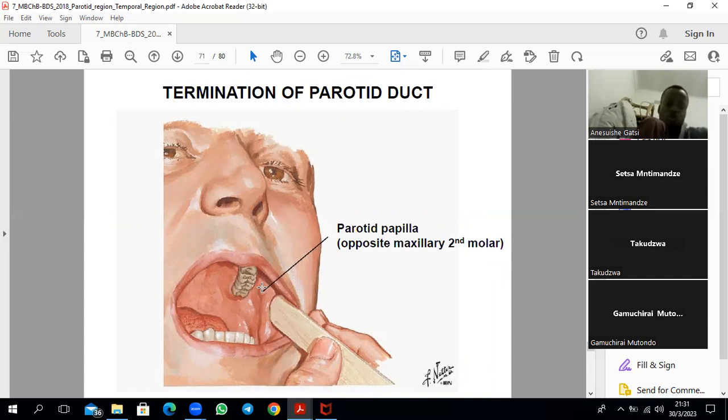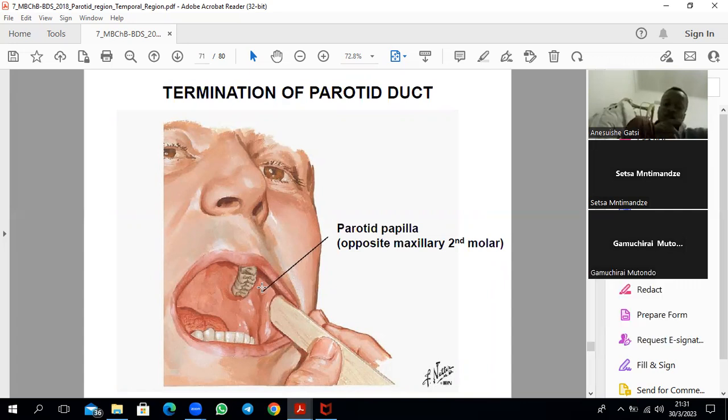If you can do that to one of your friends or even on yourself, you can see a whitish papilla where the parotid duct opens.